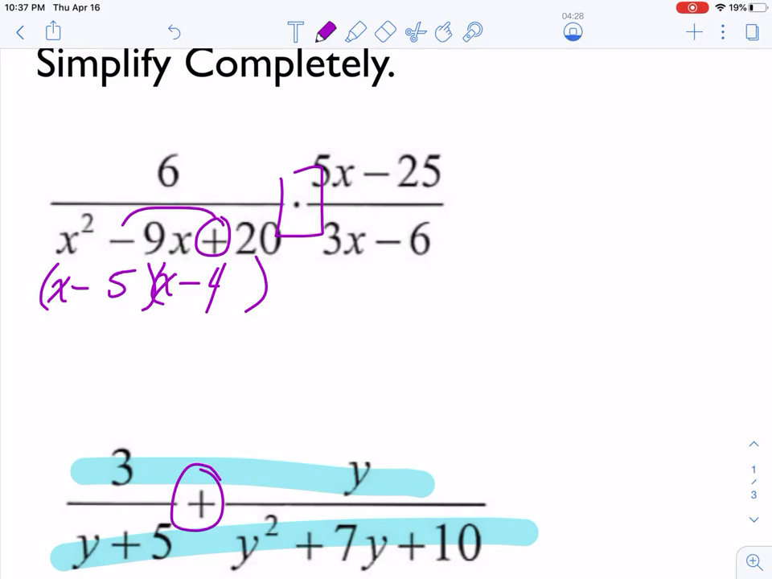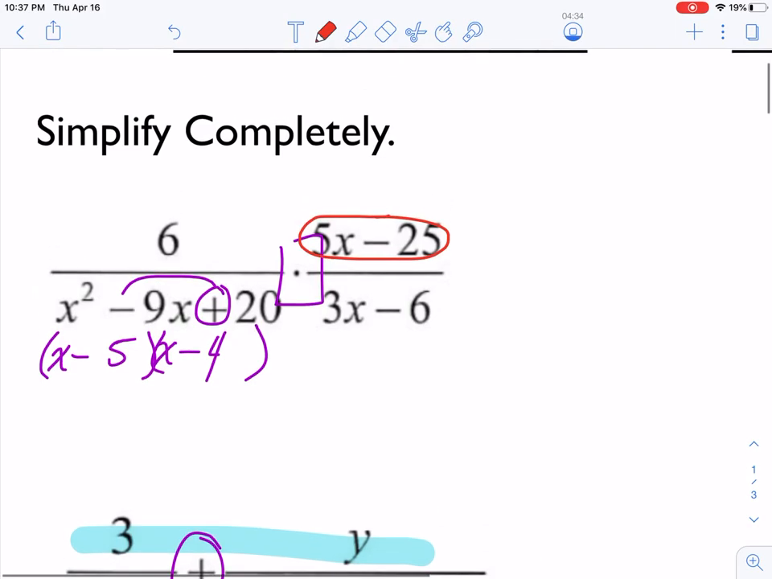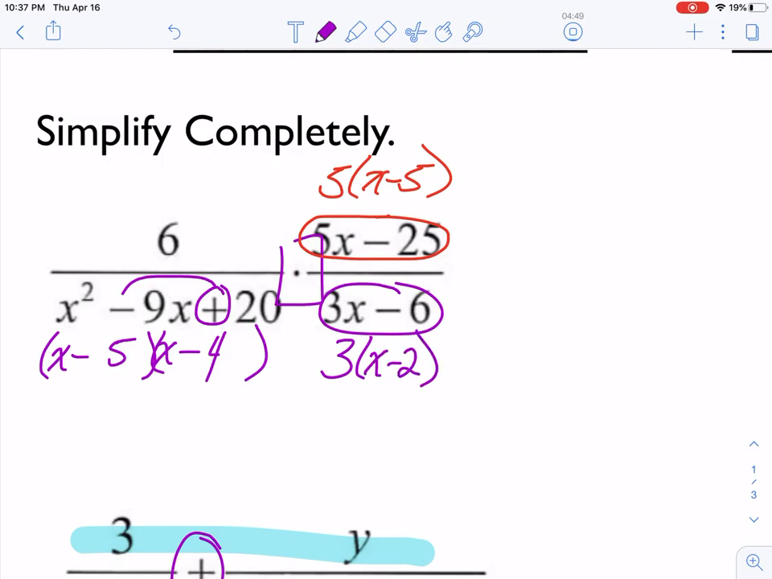Same thing up here. I can go ahead, I'm going to change the red here, and I can factor this. 5x minus 25. Well, it's a 2-term. The first thing I always look for when factoring is what's in common. I can pull out a 5 there, leaving me x minus 5. And same thing down here. 2 terms. What's in common? Well, 3 is in common. So now everything is factored completely.